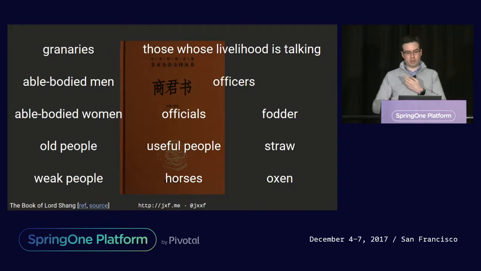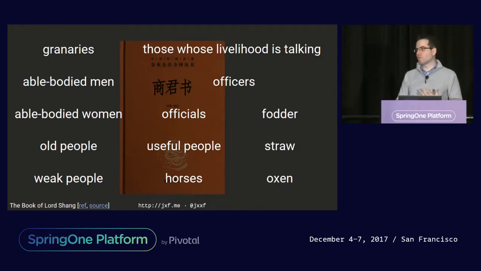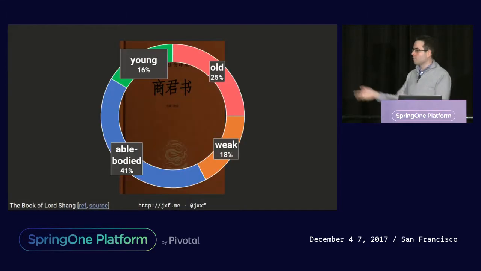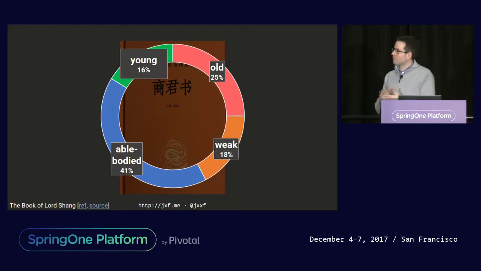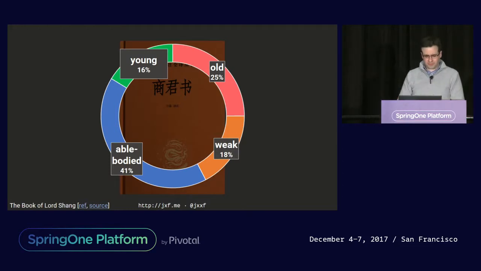The number of granaries you had, the number of officials you had, the number of useful people, the number of old people, weak people, the number of oxen, number of bales of straw, et cetera, et cetera. So you can almost imagine, if Lord Sheng had access to 21st century tools, that he'd be firing up Tableau and throwing a bunch of metrics in there to be like, what does my population break down to? Oh, I have 41% able-bodied people and 18% weak people. I've got to optimize for this, right?